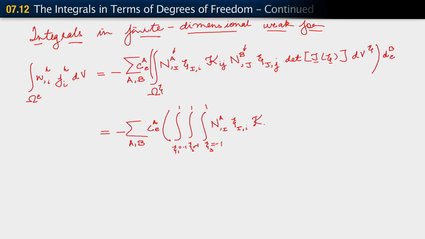Kappa ij, well, it depends. If we have something with uniform conductivity or uniform diffusivity, it would be a constant. But we are not restricted to that. We could have something that's potentially a function of position, and because we know how to write the physical position as a function of xi, that too will be a function of xi, the kappa.